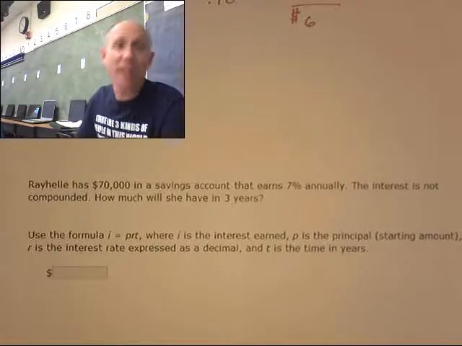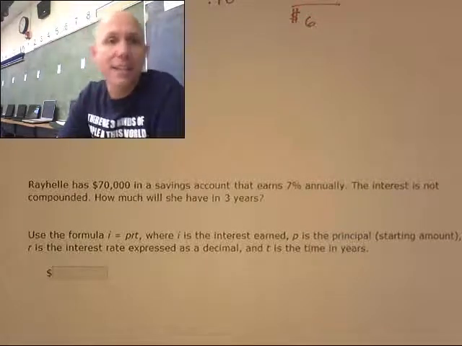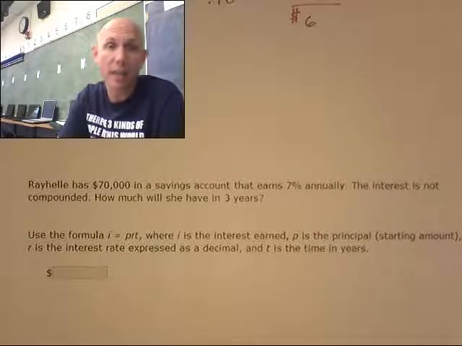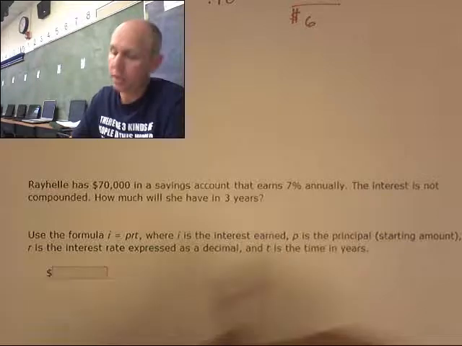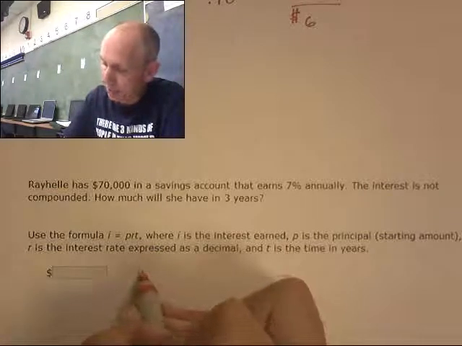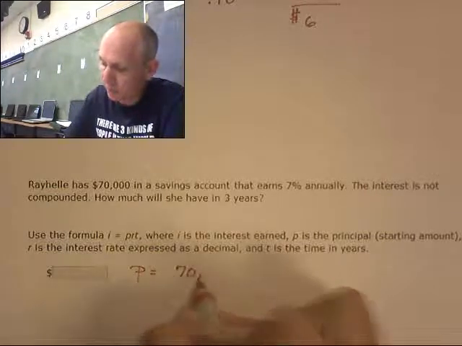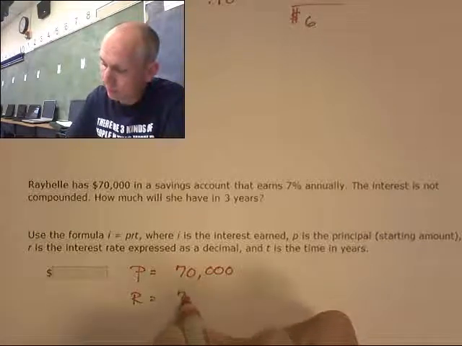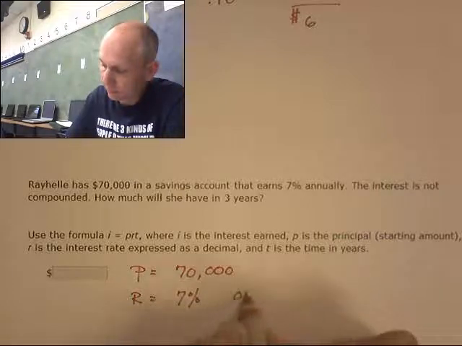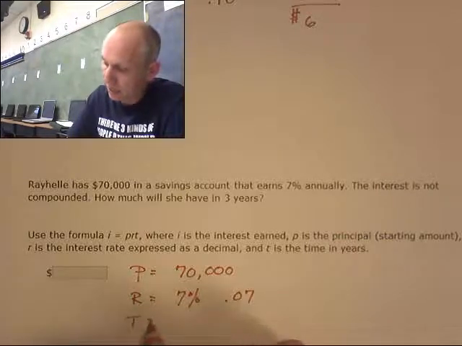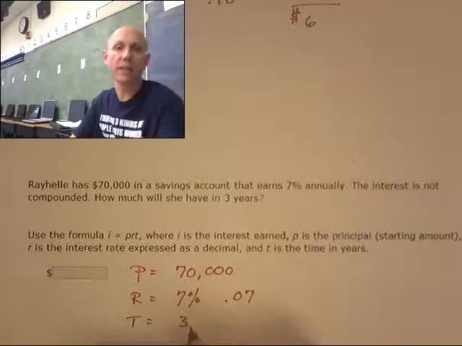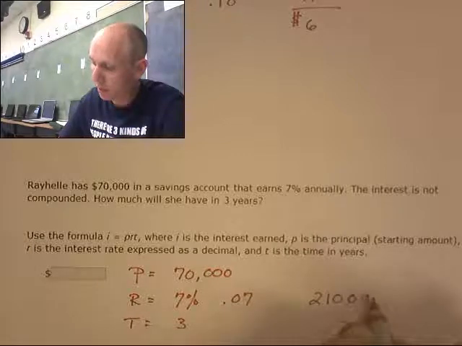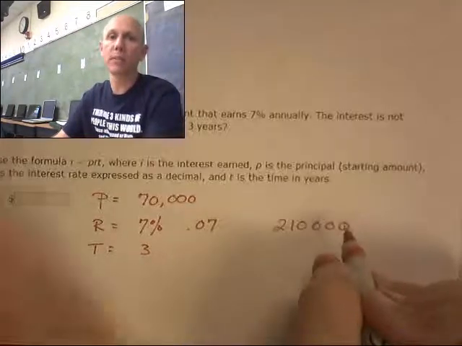Raheli has $70,000. Now we're going to get some money here. $70,000 in a savings account that earns 7% annually. The interest is not compounded. How much will she have in 3 years? Here we go. Her principal amount is $70,000. Her rate is 7%. And the time is 3 years. I'm going to go 70 times 3. That's giving me 210,000 times 7%.